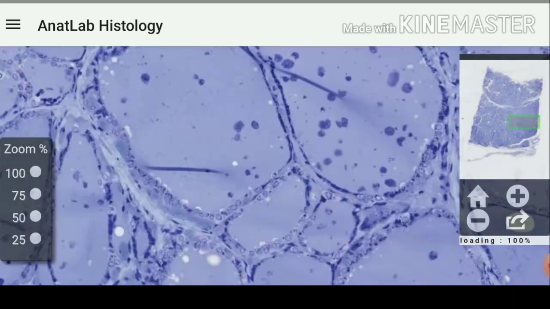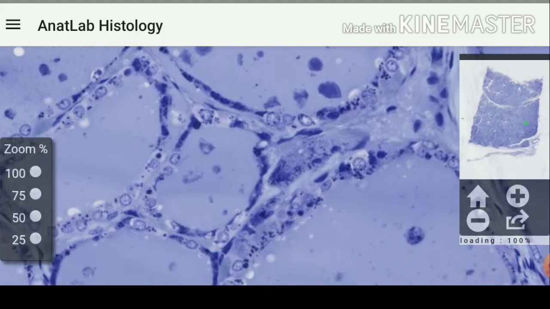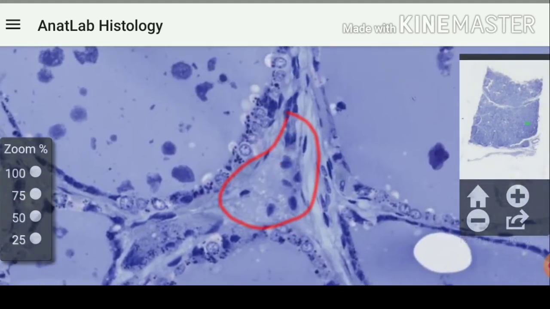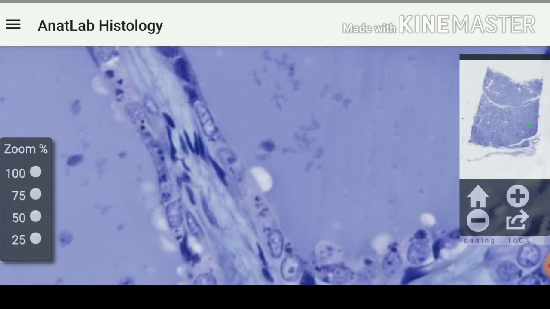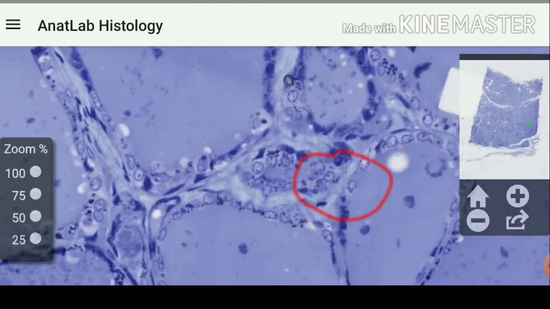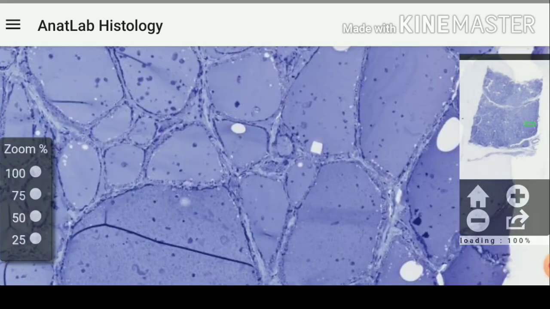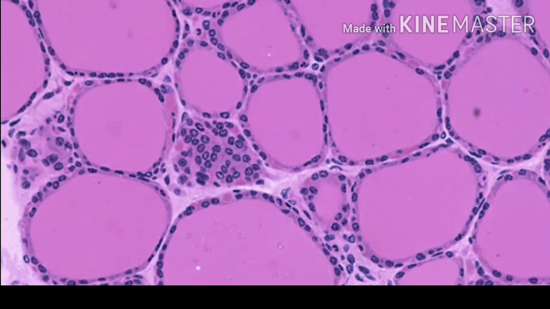So here in between the follicles, I can see the parafollicular cells, and these parafollicular cells are a little bit larger than those of the follicles. Here is one, and here is another group of parafollicular cells, or C cells. So let me show you a better image, a beautiful image of the thyroid gland.